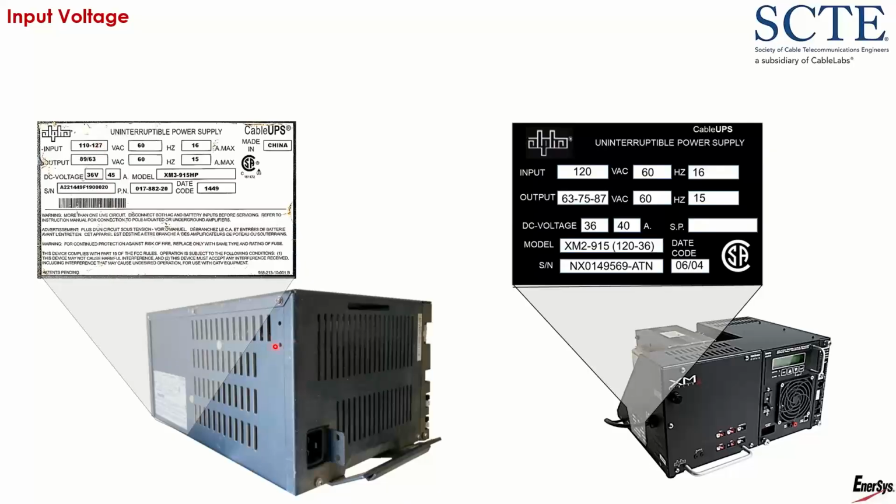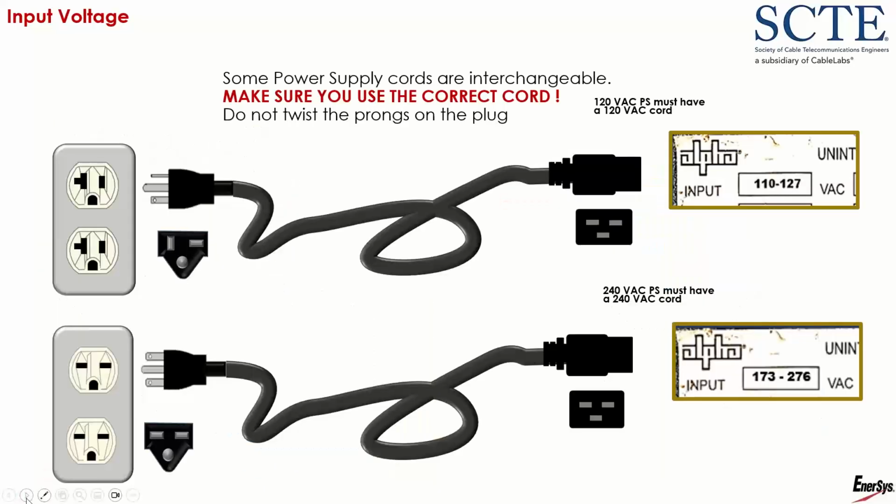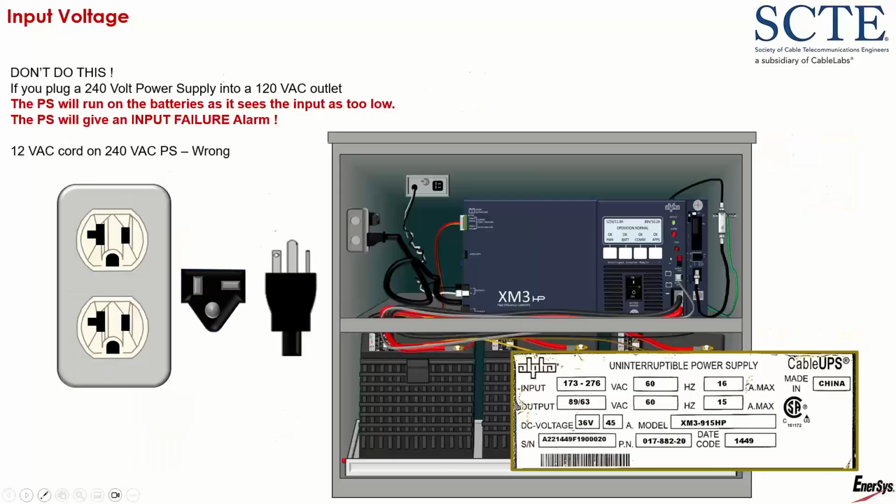Input voltage, again, on your power supplies, there's going to be a little label that will tell you what the input voltage is. This is really important, especially for the newer power supplies that have cords that can be taken off. Some of the newer power supplies, the cords actually come off the power supply. And one of the unfortunate things is that where they plug into the power supply, they are the same. So what can potentially happen is you put the wrong cord on a power supply. And this one here, I have a 240 volt power supply. Somebody's put a 120 volt cord on it and plugged it into a 120 volt outlet.